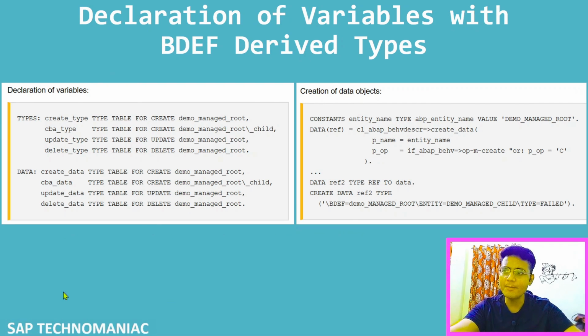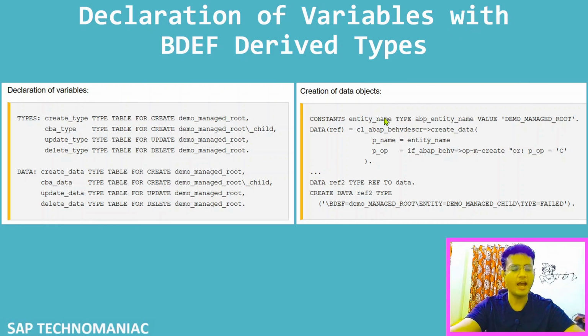Here are some examples. You can see I created this particular derived type for the create operation on this particular entity, and this other derived type is again for the create operation only, but create with association. We have a child entity, and we not only want to create the parent, we want to create the child as well. For update also, we specify the operation and the entity on which we want to do it. In the same way, these are the types, and these are the data variables, and here we have the data objects.